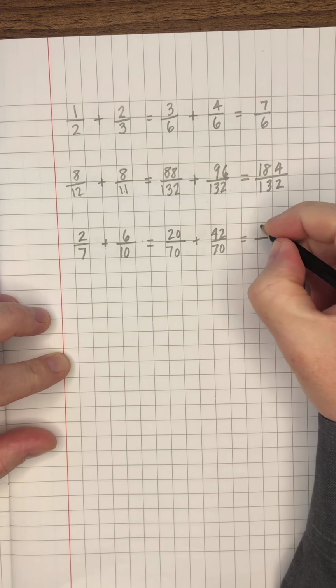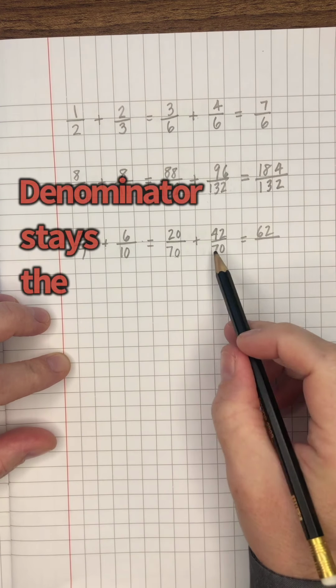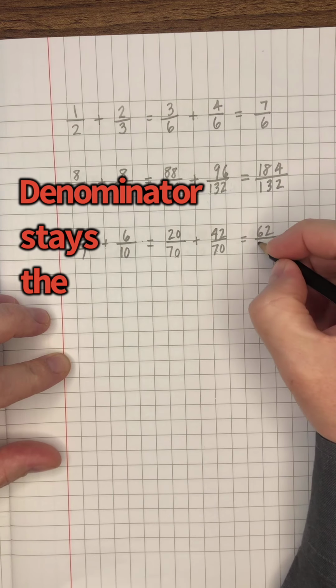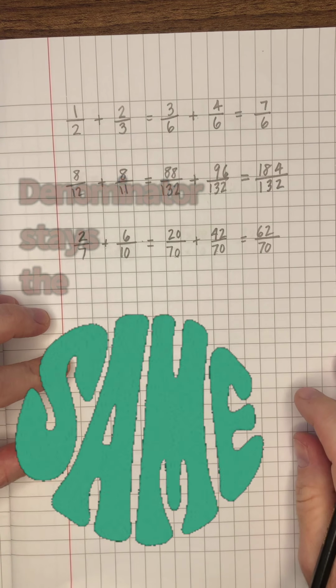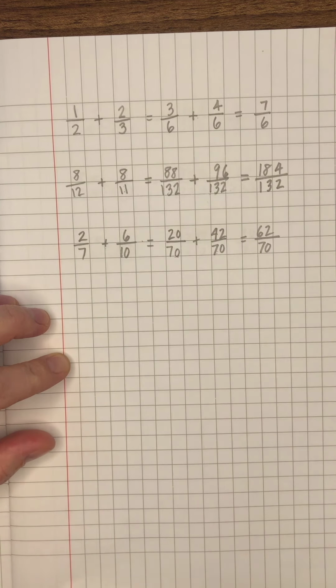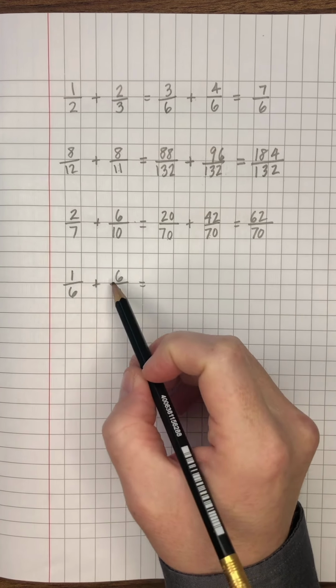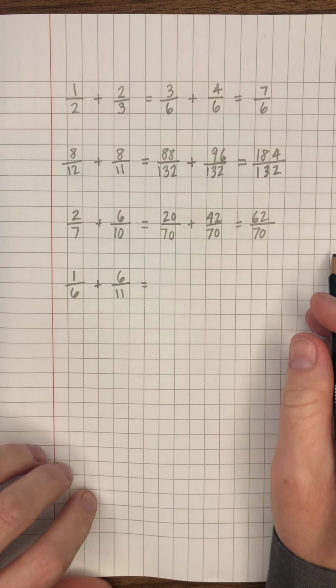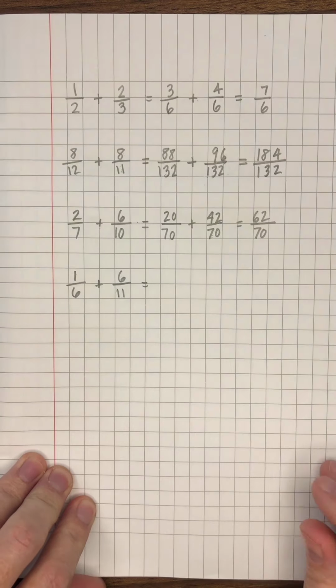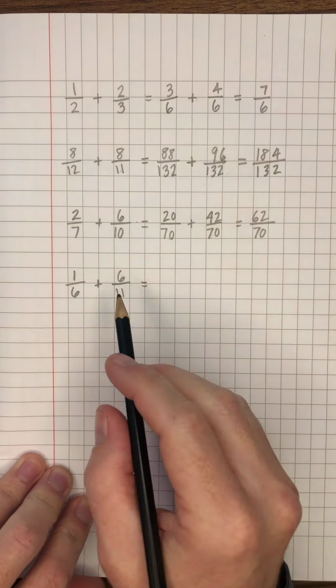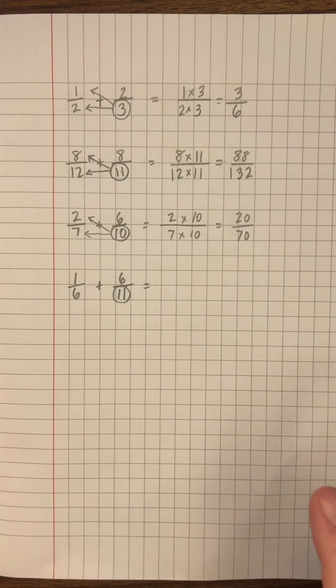Now that we have two like denominators, we can add the two fractions together. 20 plus 42 is 62, and the denominator stays the same, 62/70ths. Next problem, we have 1/6 plus 6/11ths. So we have to cross multiply. They are unlike denominators. We'll first start with the 11.